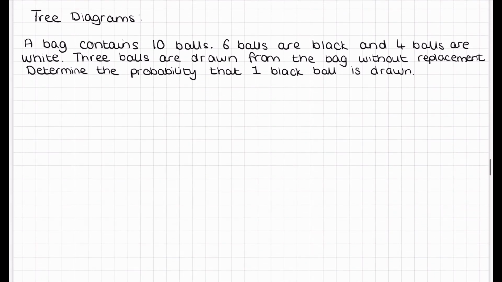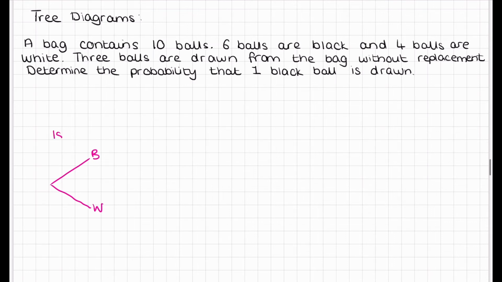Lastly, tree diagrams. A bag contains 10 balls, 6 balls are black, 4 balls are white, 3 balls are drawn from the bag without replacement. Determine the probability that 1 black ball was drawn. So for here, we need to start drawing our tree diagram. We're going to have 3 sections because we could take in 3 balls out of the bag. So we'll start here, and we're going to have the black ball and the white ball.